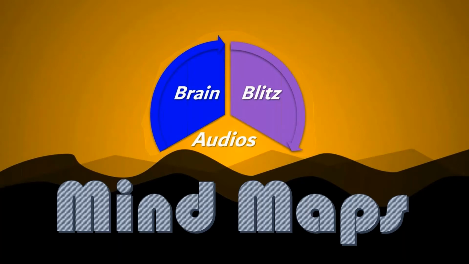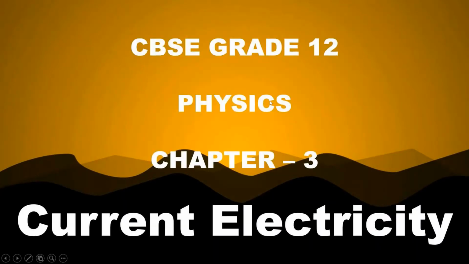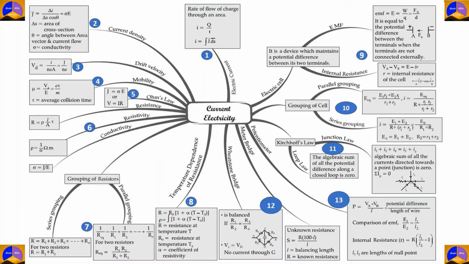In this episode of Mind Maps, we will be dealing with current electricity. This is the third chapter in your physics syllabus for grade 12 CBSE. And as we said earlier, we'll be using a mind map to go through this chapter. As you can see, this is very extensive and has a lot of data. Therefore, we'll be trying to explain this by dividing it into 13 sections. Each section deals with a small topic, which is very important in understanding the whole chapter. Let's begin, shall we?